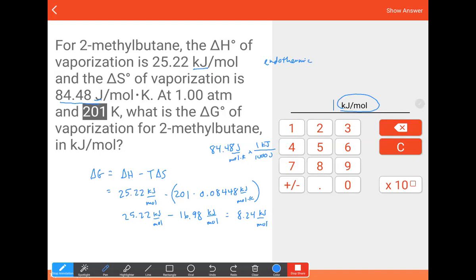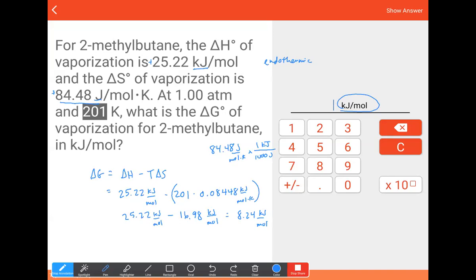So this is one of the ones where they're both the same sign, plus and plus, which means it's temperature dependent on if it is spontaneous or not. In this case, our temperature is not high enough to make it spontaneous because we have a positive delta G. We need a negative delta G. So if we had a higher temperature, it would be spontaneous. And we could solve for that temperature by doing delta H over delta S, which is 298 Kelvin. So if it was at room temperature, or above room temperature, it would be a spontaneous reaction. But at 201 Kelvin it is not.